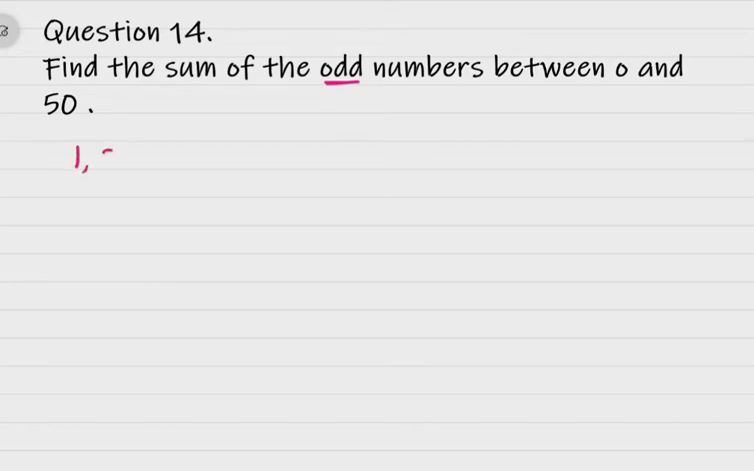Okay. Next odd number is 3. Next odd number is 5. Then 7. And this way it will go up to 49, because just before 50 it is 49. And so between 0 and 50 the odd numbers we are having are 1, 3, 5, 7 up to 49. So these are the list of numbers of which we need the sum.